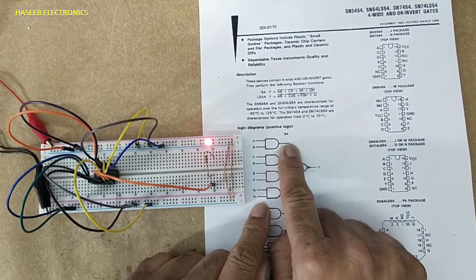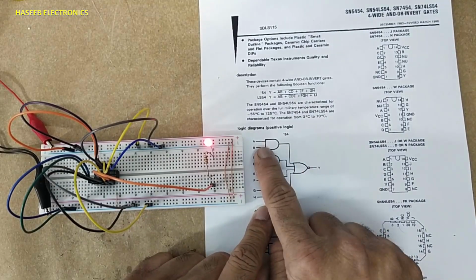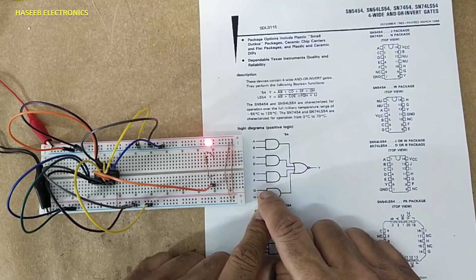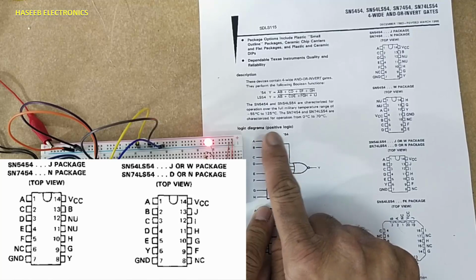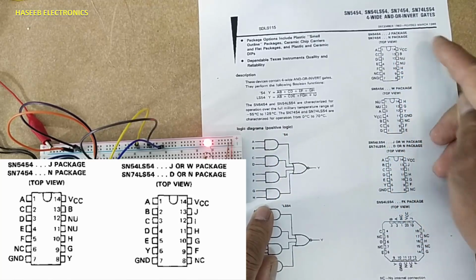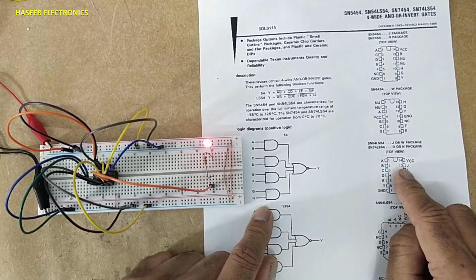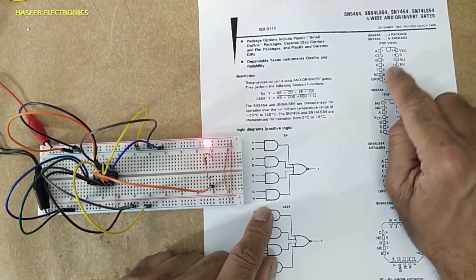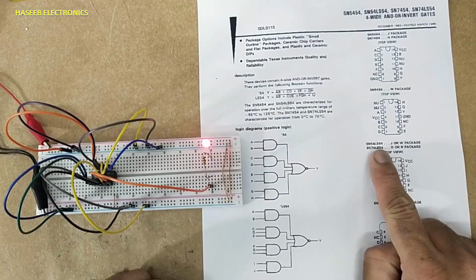In simple 54, there are 4 gates at the input. Each gate has 2 inputs. It is simple 5454 or 7454, a 14 pin IC. LS54 is also a 14 pin IC. VCC is pin number 14, pin number 7 is ground.